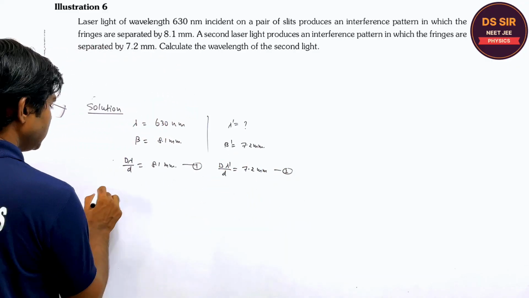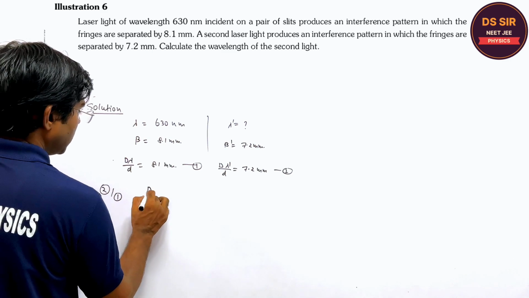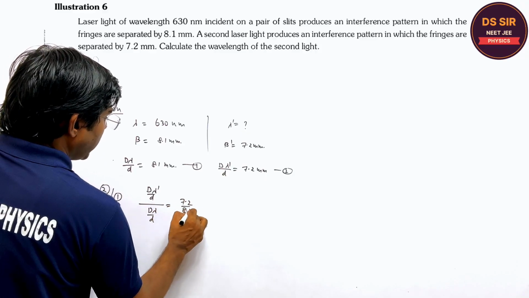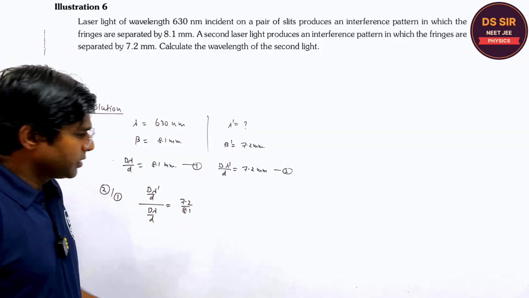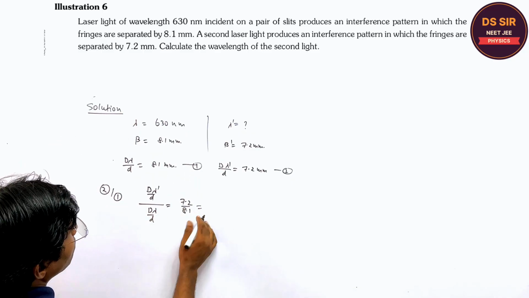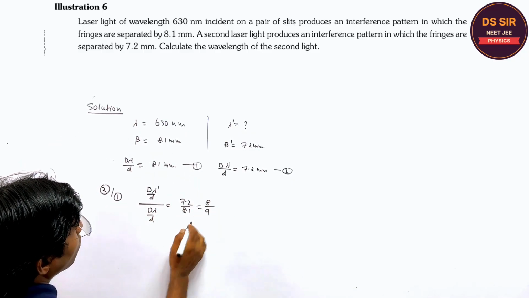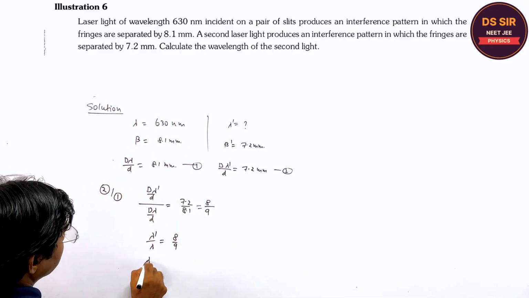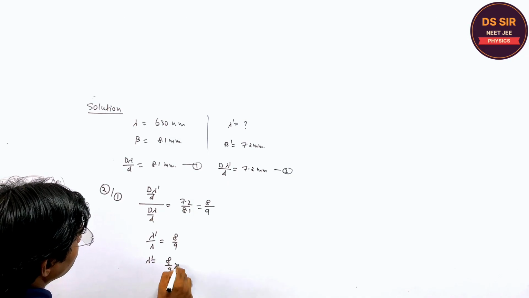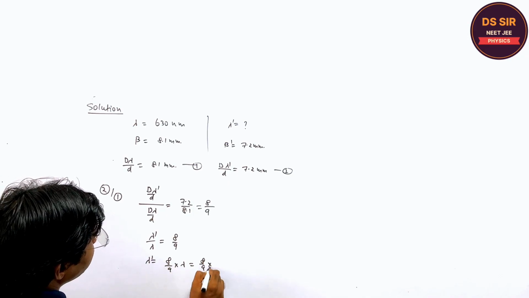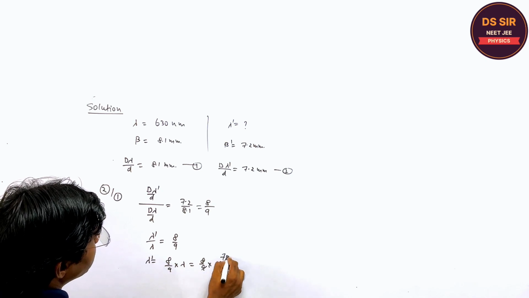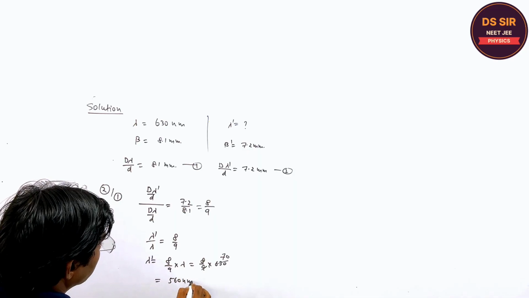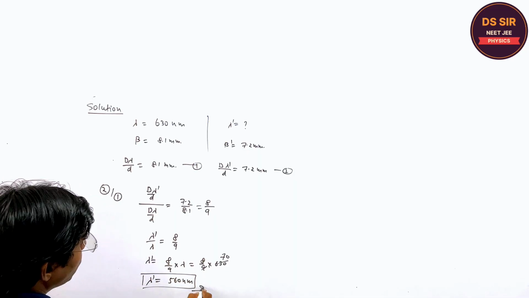What we have to find? Lambda dash. So divide 2 by 1. D lambda dash over d divided by D lambda over d is equal to 7.2 upon 8.1. Is it clear? Right? So 72 by 81. So lambda dash upon lambda is equal to 8 upon 9. What is the lambda dash? It is equal to 8 upon 9 into lambda. 8 upon 9 into 630. 9 7 63, 7. 560 nanometer is the wavelength. I think you are getting this solution.